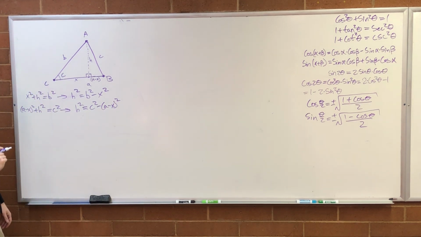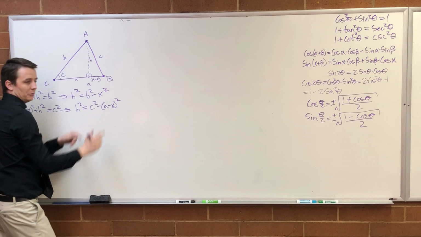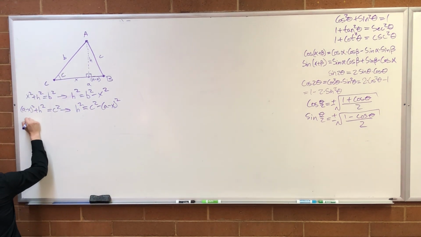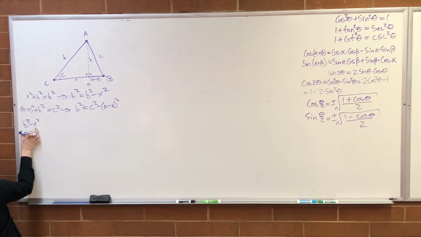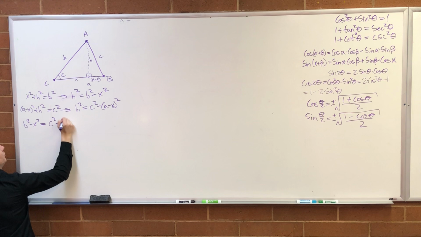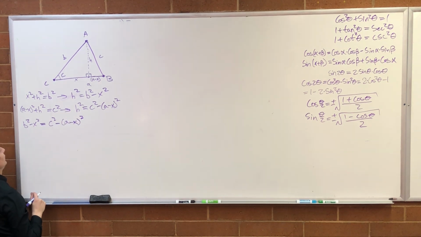Follow that? So h squared equals this thing, h squared equals this thing, therefore this is equal to this. That's why we solve both of those for h squared. So write that all in one go. We got b squared minus x squared, or in other words, h squared, is equal to c squared minus (a minus x) squared. Follow that? Okay. I should have written this the other way, because we're solving for c squared.